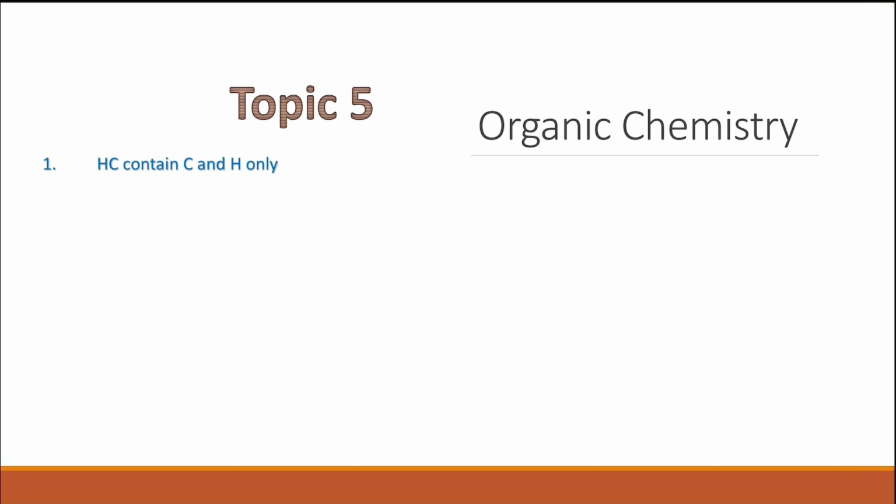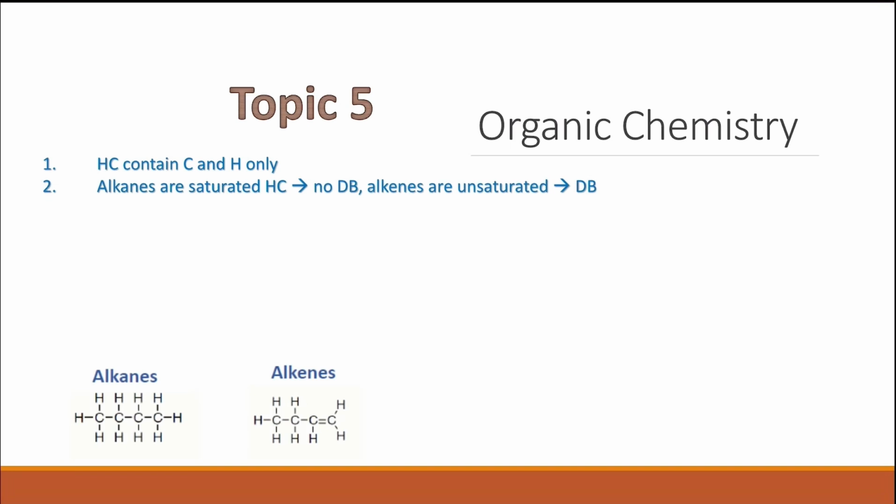Remember that hydrocarbons contain only carbon and hydrogen. So if they provide you with a structure that has any other atom in addition to the carbon and hydrogen, like oxygen, it's not a hydrocarbon because it contains something else other than carbon and hydrogen. Remember that alkanes are saturated hydrocarbons, meaning they don't have any double bond, and they do not undergo addition reactions. While alkenes have a double bond, and this is why they are unsaturated. So unsaturation means that there is a double bond and they can undergo addition reactions.